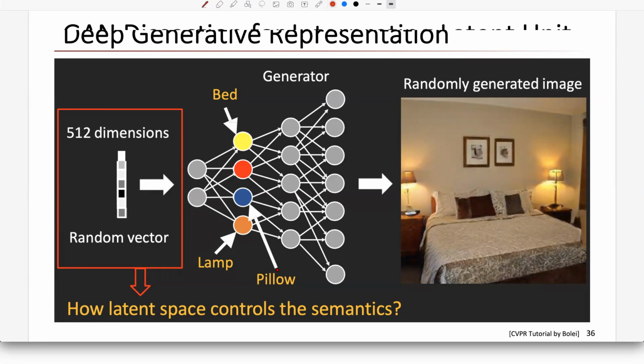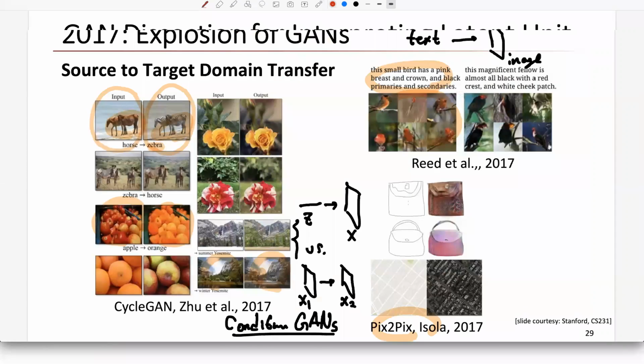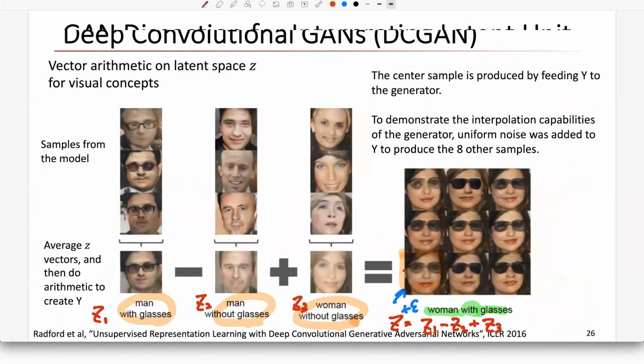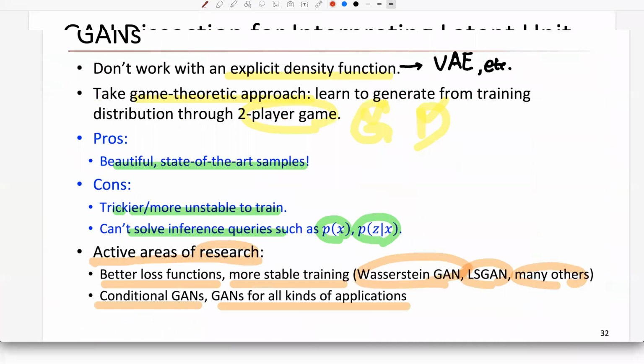The interesting question is how latent space controls the semantic. In the previous examples, we already have shown that by adjusting the latent space, we can make a new image in terms of the desirable semantic meaning, right? How can we do further?